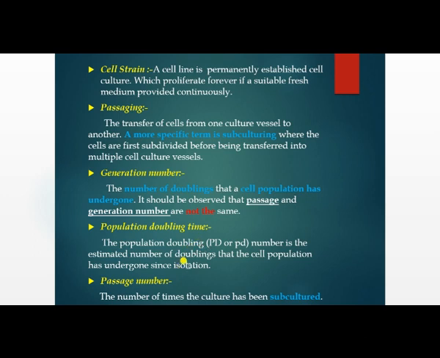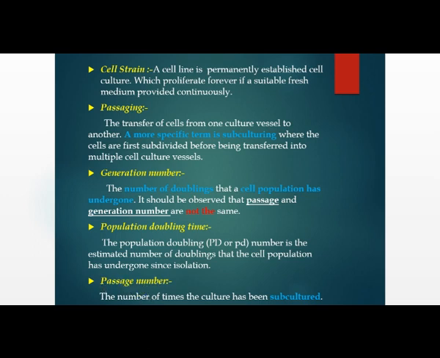But here we are taking what? The number of cells from the isolation, the first cell which you have isolated, from that to whichever subculturing you are obtaining. So this is the population doubling time. Next is passage number. As I told, passaging and subculturing, these both terms are the same.